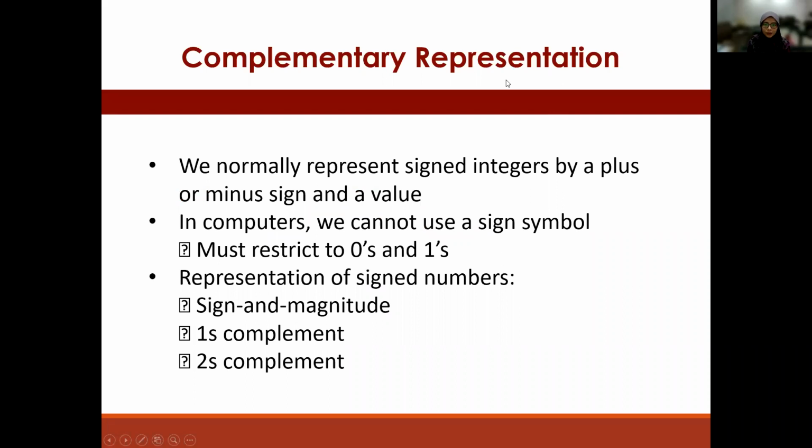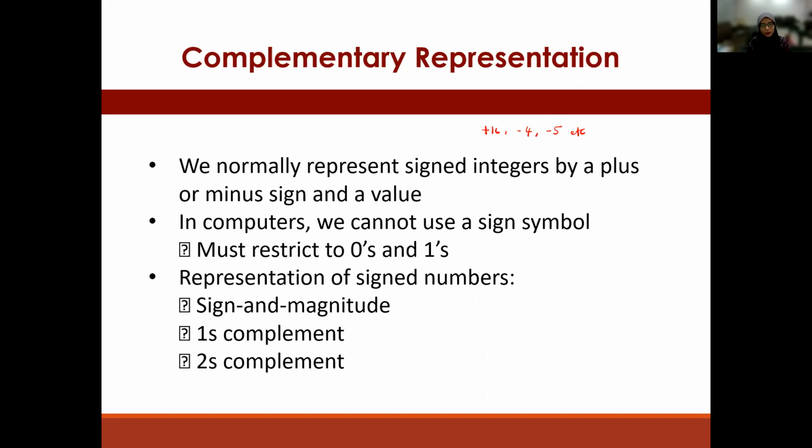So, complementary representation. We normally represent signed integers by a plus or minus sign and a value. For example, we have a positive 16, a negative 4, negative 5, and so on. In computers, we cannot use a sign symbol, so it must be restricted to zeros and ones, because machine language is the binary system, so 0 and 1 only.